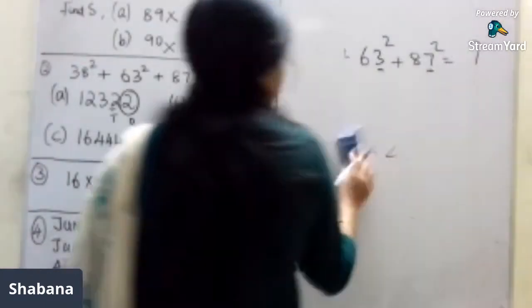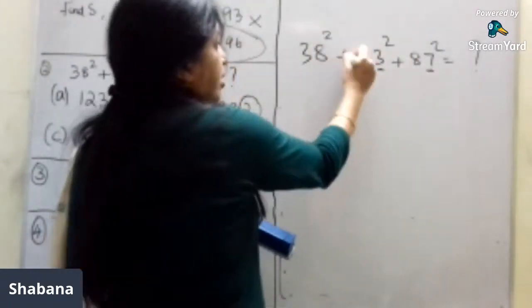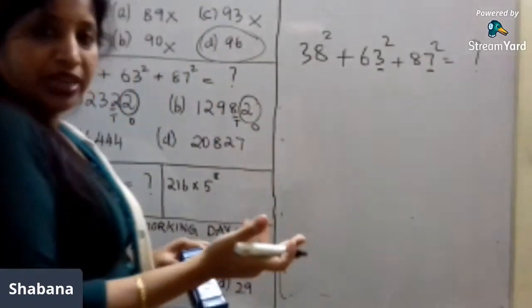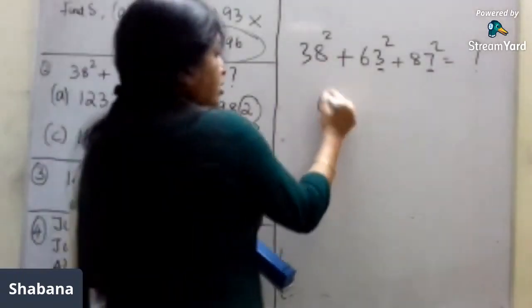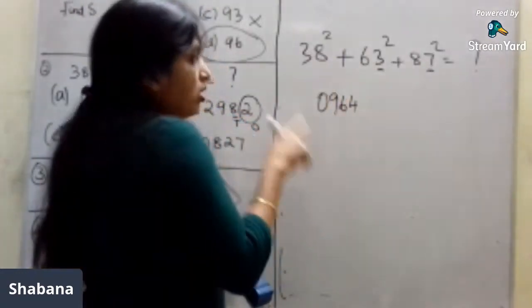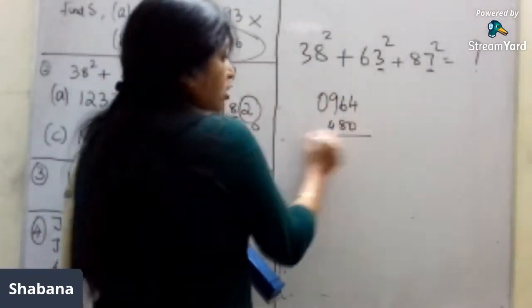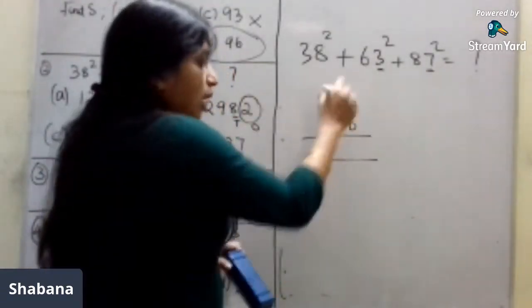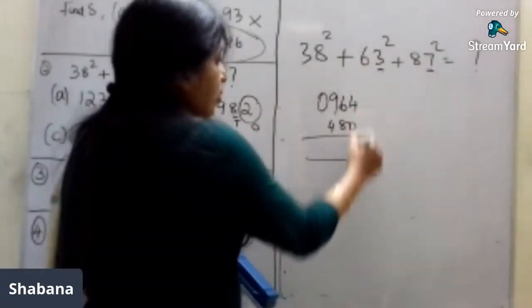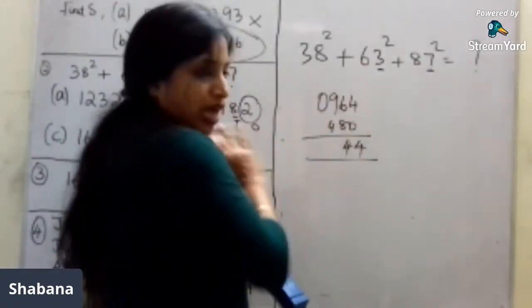So I'm going to do 38 square plus 63 square plus 87 square. We know the shortcuts to find the squares. 3 square is 09, 8 square is 64, 3 times 8 is 24, I double it to get 48, and I add a 0. Remember, I am not going to add everything; that way I can save 3-4 seconds. So I just take 4, 12, 13, 14. So 44. I would not add the rest of it.